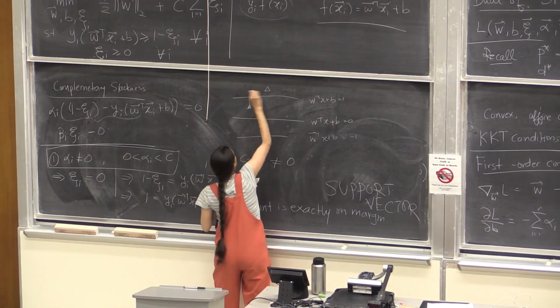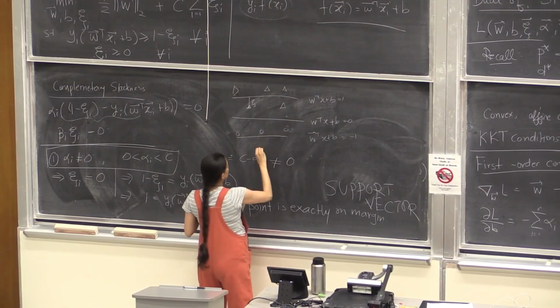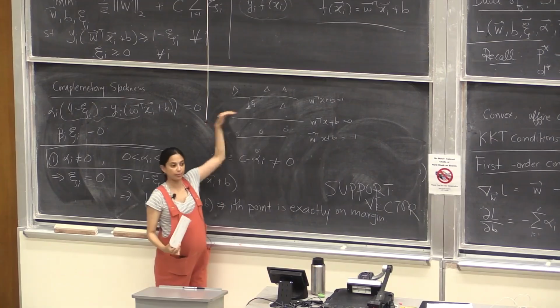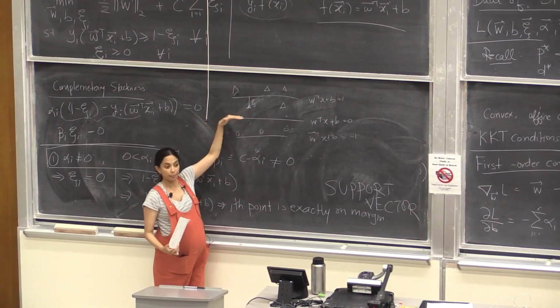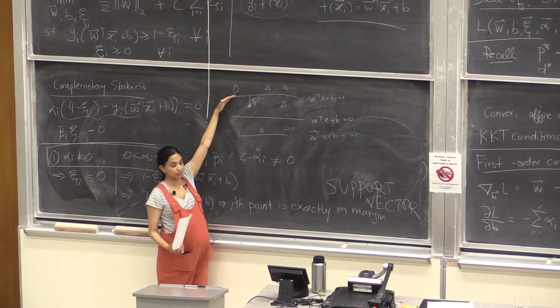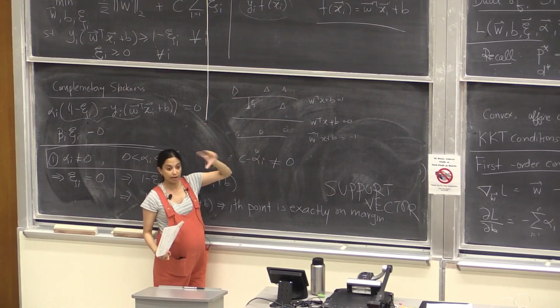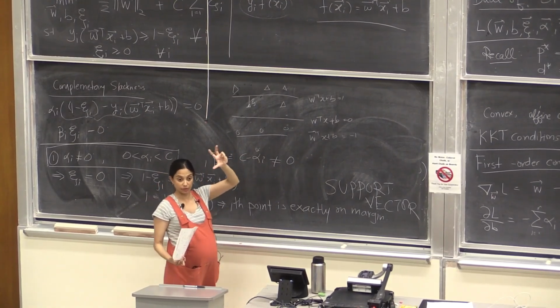Where I have some triangles, triangles, triangles, triangles, circle, circle, circle, circle. And I'm trying to find this separating hyperplane. So I'm trying to find a hyperplane that says all the triangles are on one side, on the positive side, and all the circles are on the negative side. Okay? And remember, I'm trying to maximize my margin, right? That's what I'm trying to do.